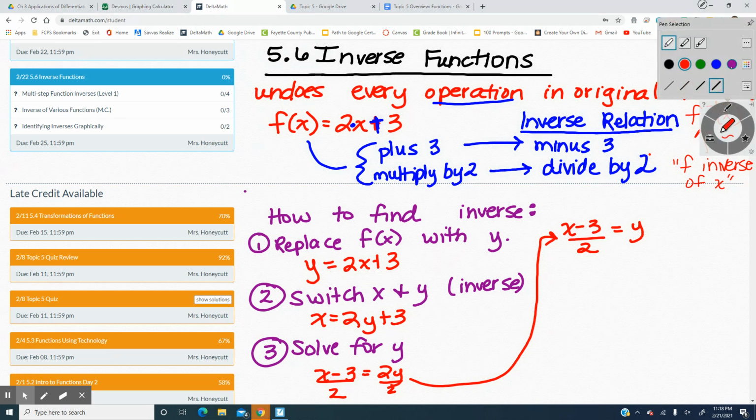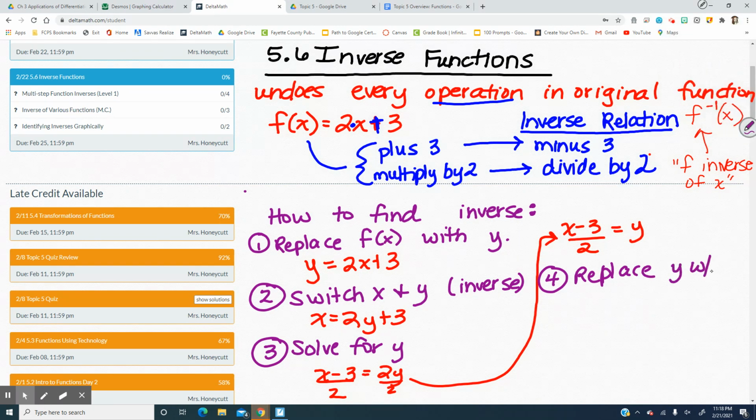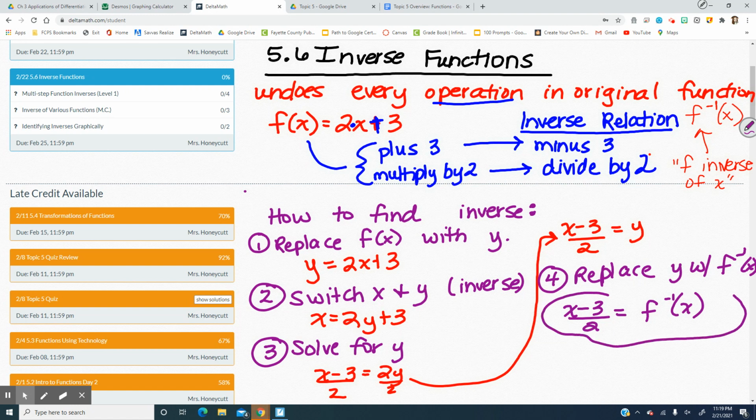Then the last step is to use my inverse notation. So now you're going to replace the y with that f inverse notation. So now I have x minus 3 over 2 equals my inverse function. Now, didn't I say the inverse relation was going to involve subtracting 3? Look, minus 3. I also said it was going to involve dividing by 2. Divide by 2. And so that's what we're going to do when we find our inverses.